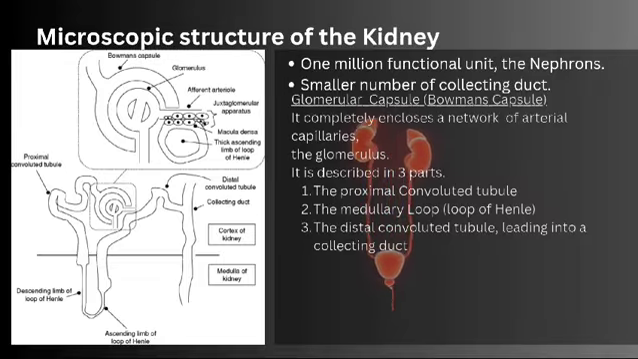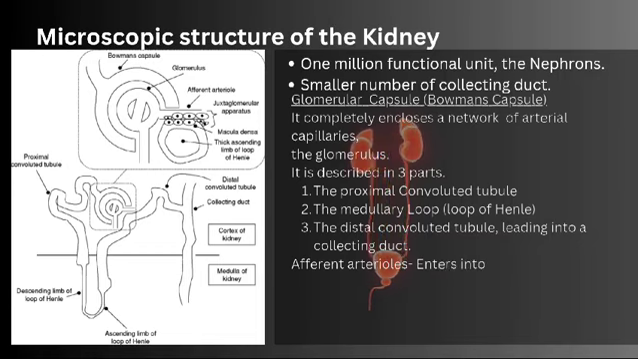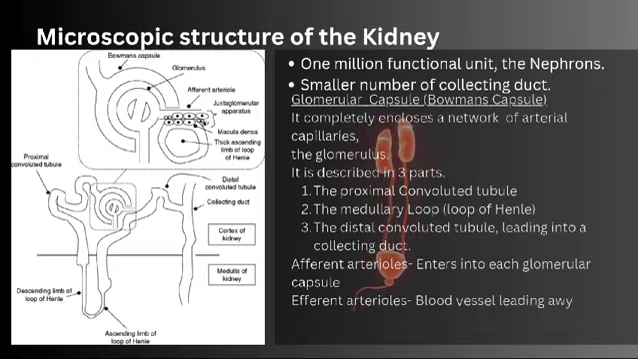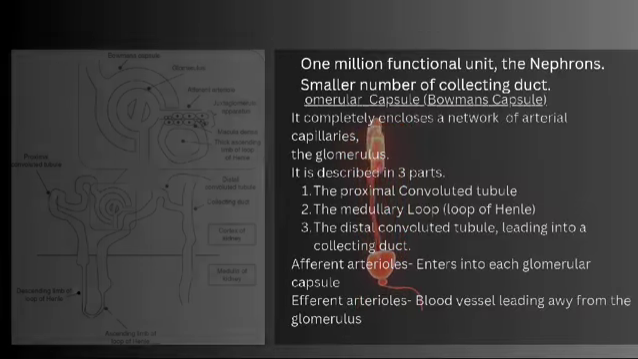Afferent arterioles deliver blood to the glomerulus, and efferent arterioles carry blood away from the glomerulus. Afferent arterioles are larger in diameter than efferent arterioles. Afferent arterioles are subbranches of the renal artery, and efferent arterioles converge as subbranches of the renal vein.